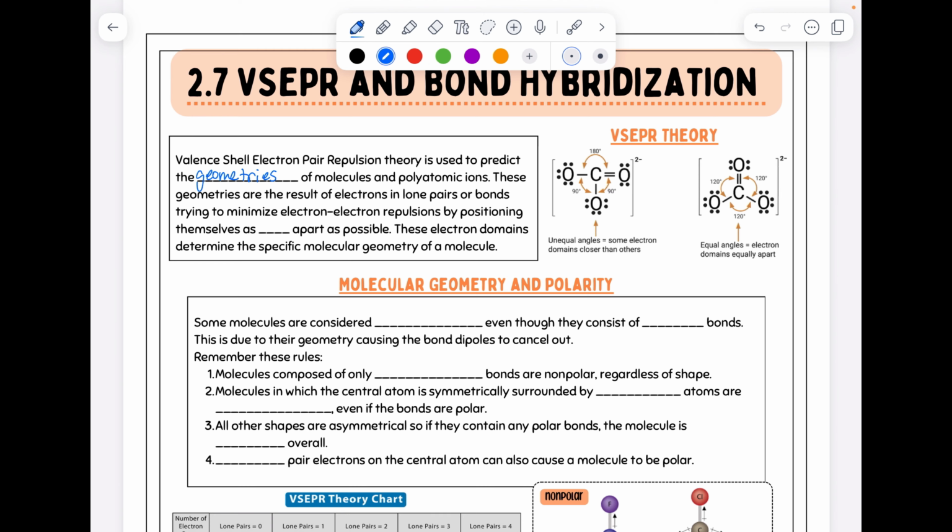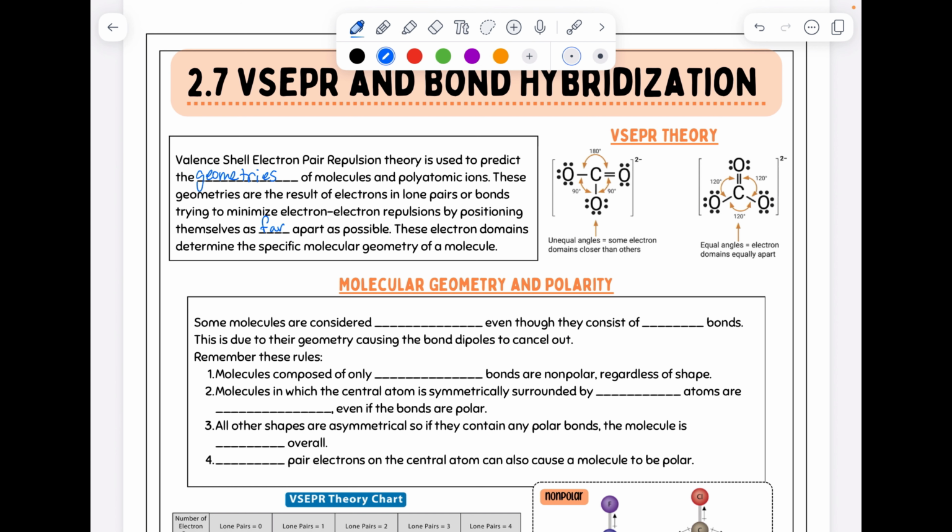of molecules and polyatomic ions. These geometries are the result of electrons in lone pairs or bonds trying to minimize their electron-electron repulsions by positioning themselves as far apart as possible.